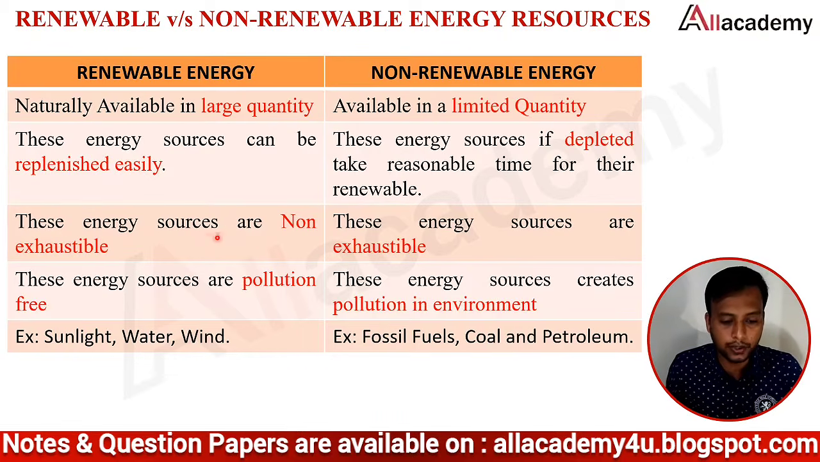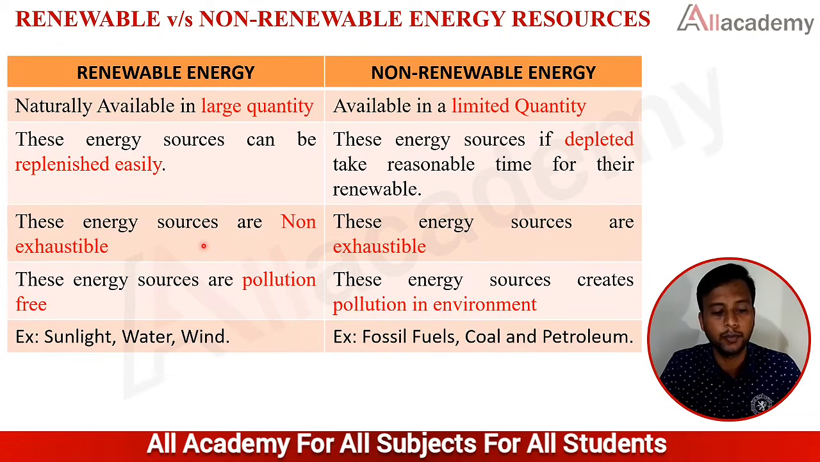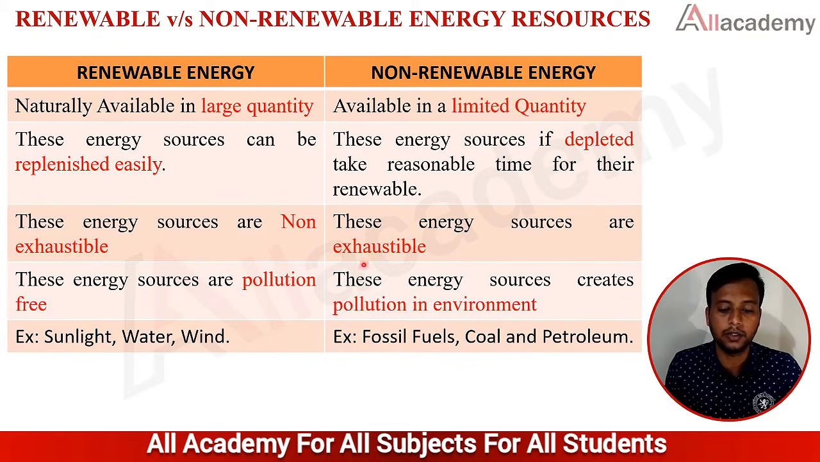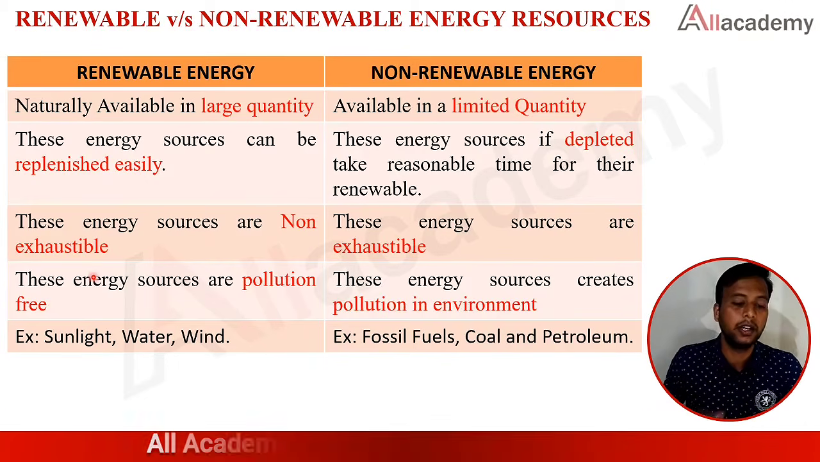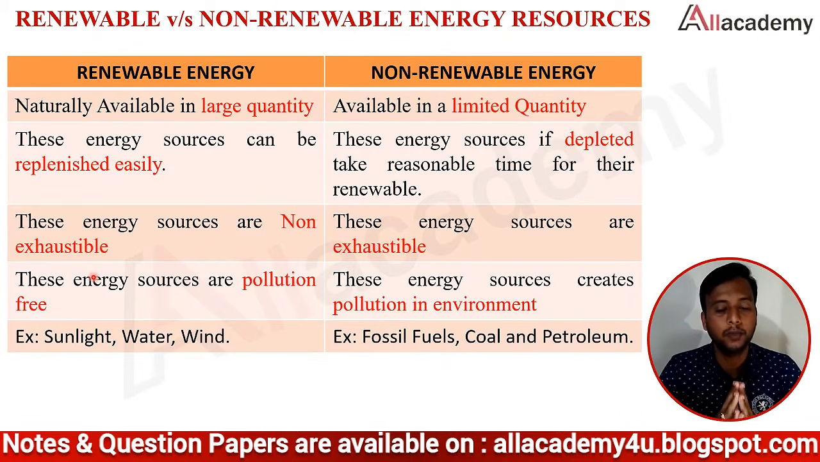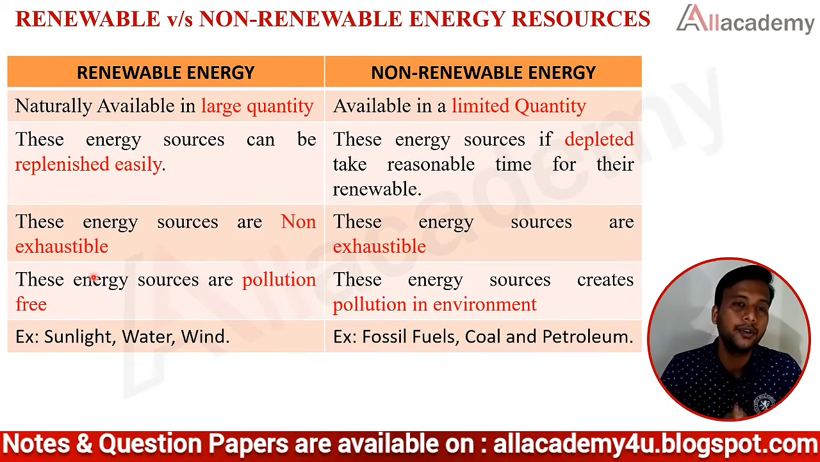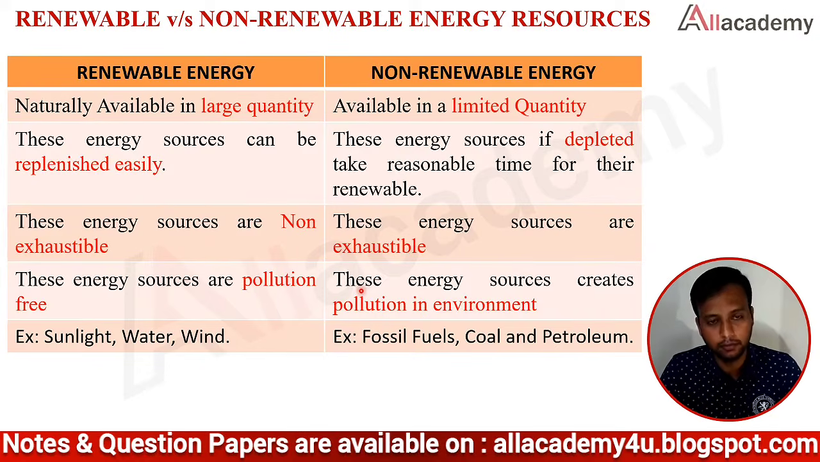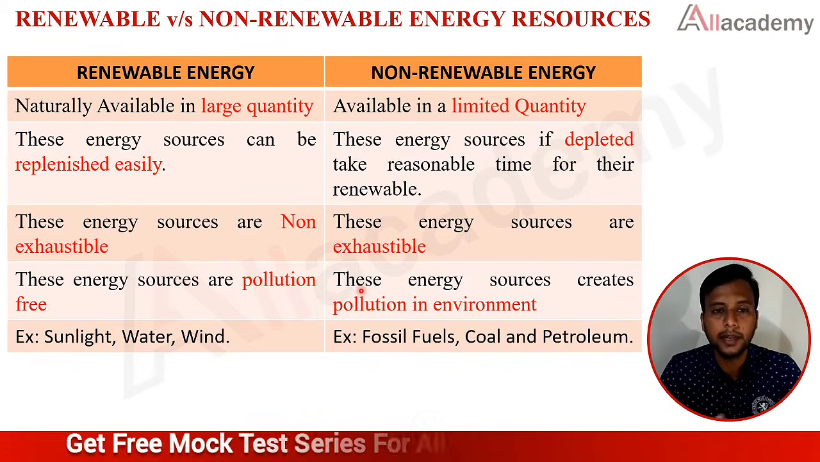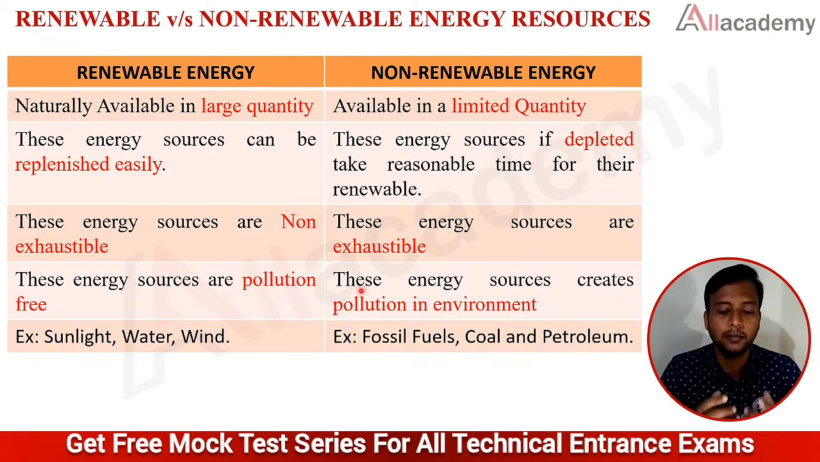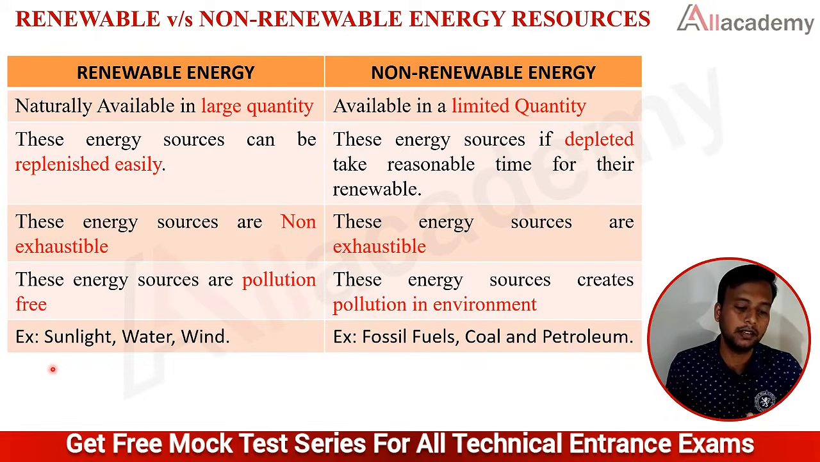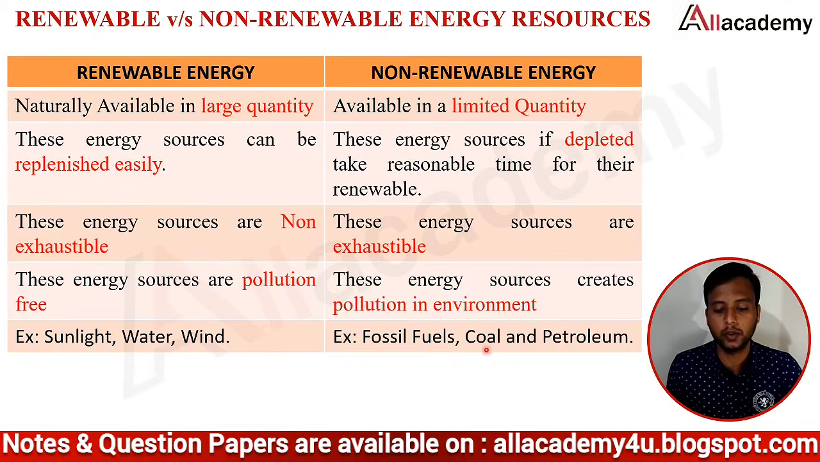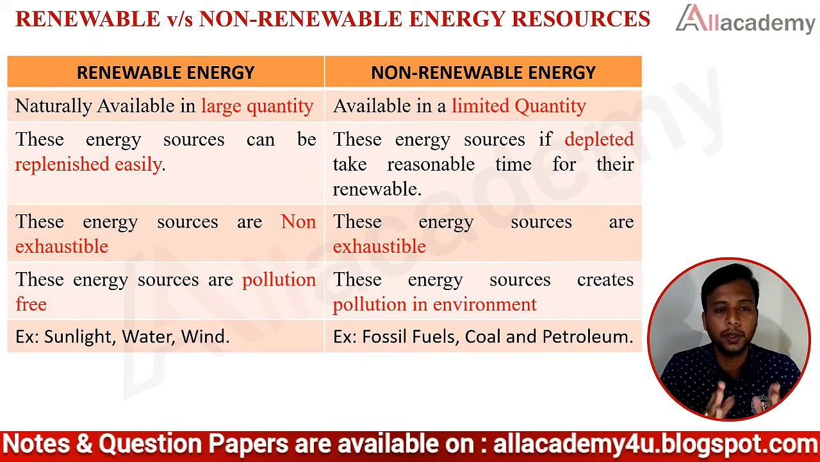Next, renewable energy resources are non-exhaustible, which is very important, whereas non-renewable energy resources are exhaustible. Renewable energy sources are free from pollution, so they are eco-friendly. Non-renewable energy sources emit carbon, like petrol and diesel vehicles emit carbon dioxide, and as a result they create pollution in the environment. Examples are sunlight, water, and wind for renewable, and fossil fuels, coal, and petroleum products for non-renewable. So these are a few comparisons between renewable and non-renewable energy resources.